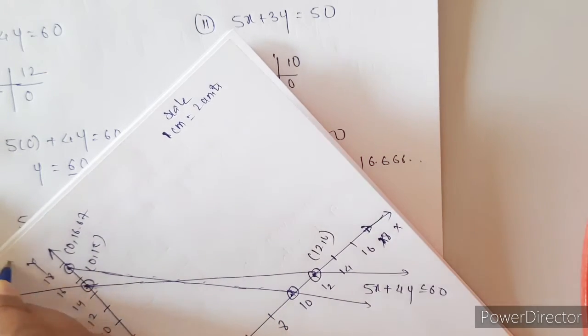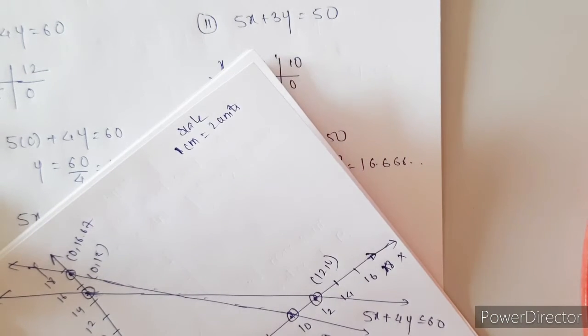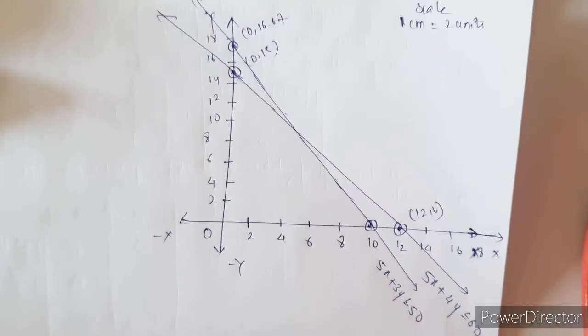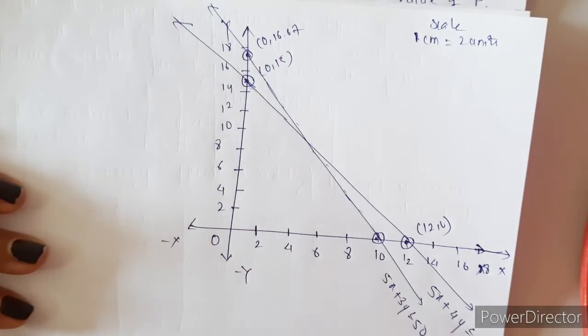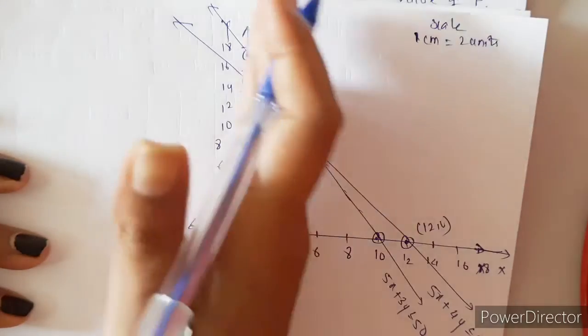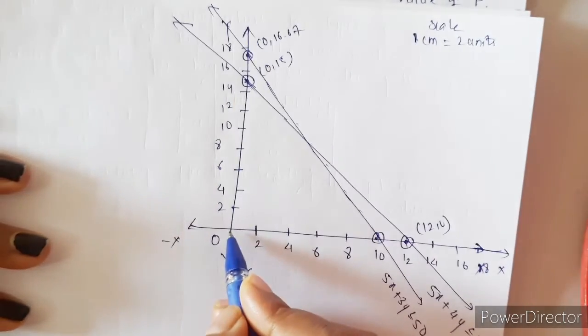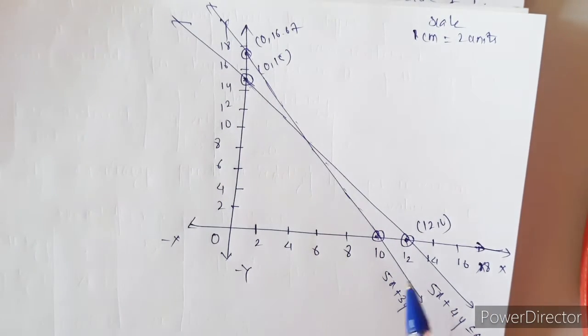And then expand it. Equation of the second line is 5x plus 3y less than or equals to 50. So we got our graph. Now we know that x is greater than or equals to 0 and y is greater than or equals to 0. So it will be this part and the above part. So your feasible area will be in first quadrant itself. Okay, only in first quadrant.